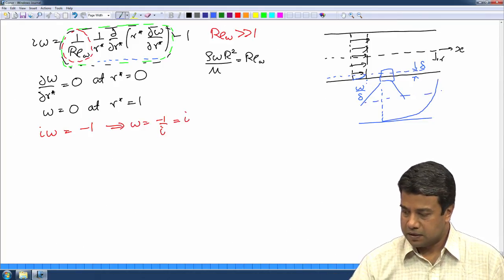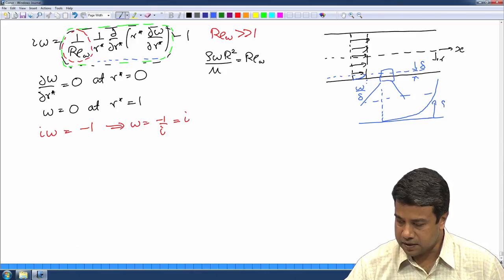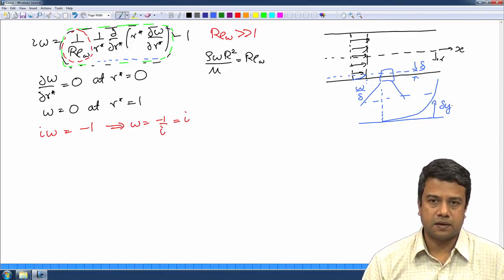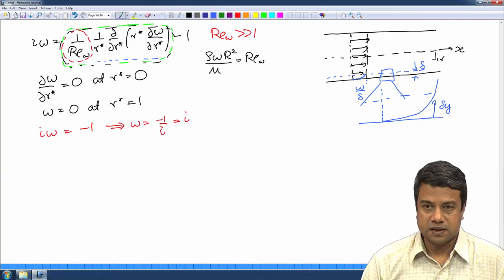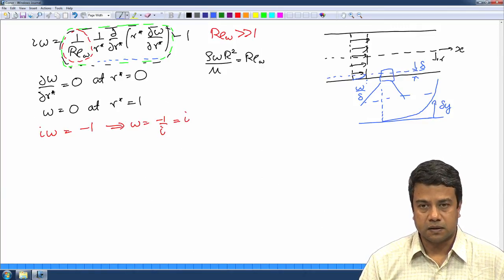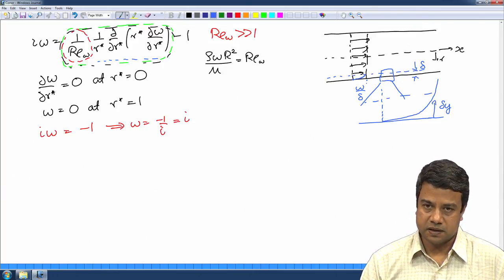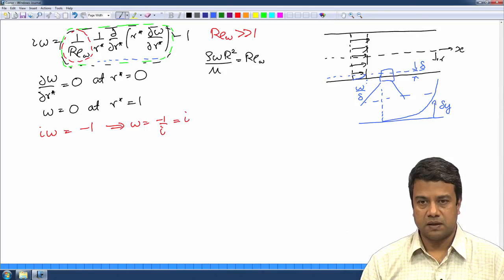So, what I will do is define another coordinate here. I will call it delta times y. Delta is the scaling factor, the scaling that I have to use for the length scale in order to get the inertial and viscous effects of equal magnitude. y is a dimensionless distance from the wall. So, in the limit as Reynolds number becomes large, delta will become smaller and smaller, y will remain the same.